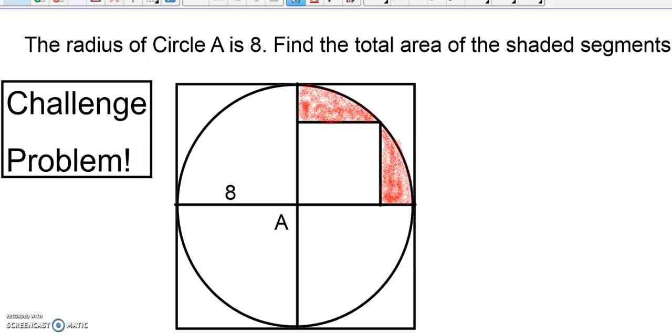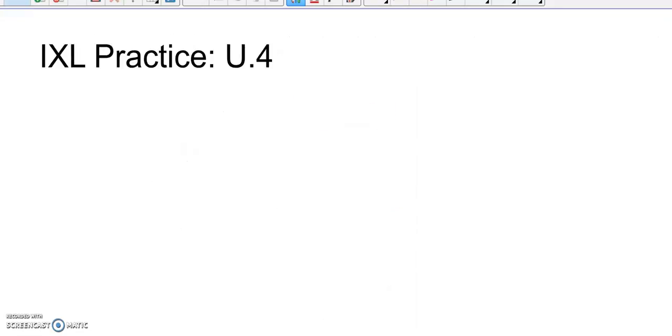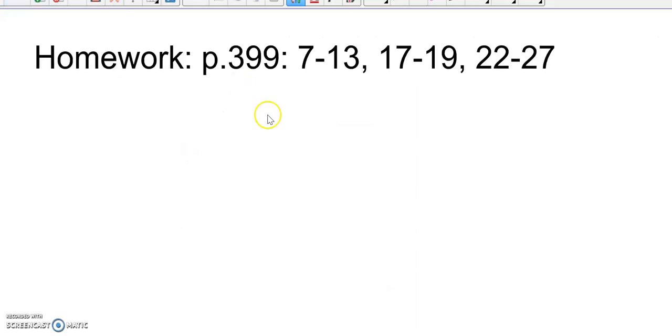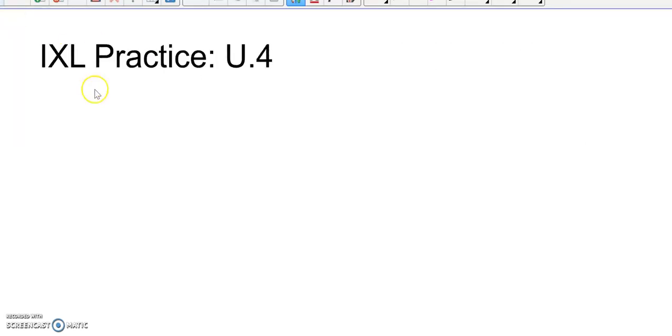The homework for tonight is going to be right here, page 399, 7 through 13, 17 to 19, and 22 through 27. That'll be due tomorrow, which is Thursday. And you might have seen this IXL practice. This is not required, but if you're interested, you can get some extra practice on IXL at U.4.